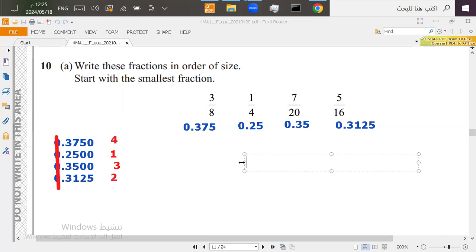So this is the first one, and then the second one is 3,125, and then the third one is 3,500, and the last one is the 3,750. As we said, we started from the smallest until we reached the biggest fraction. And this is how you answer a question like this. Now, let's move on to the next question.